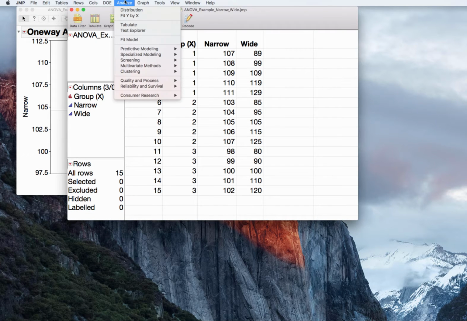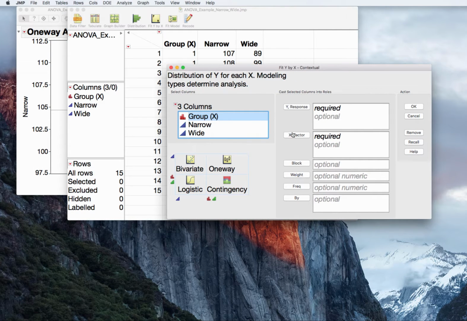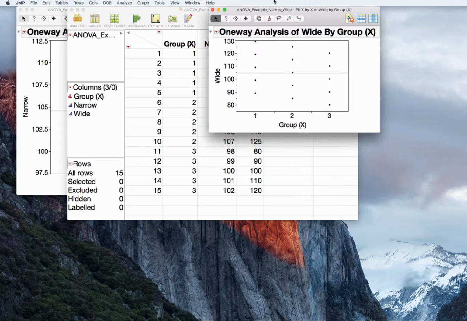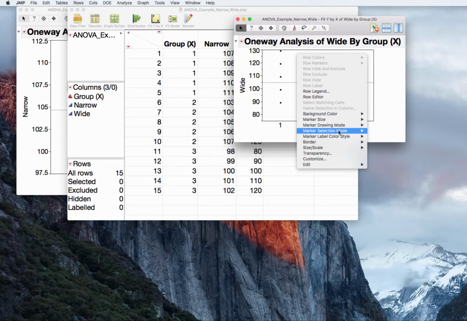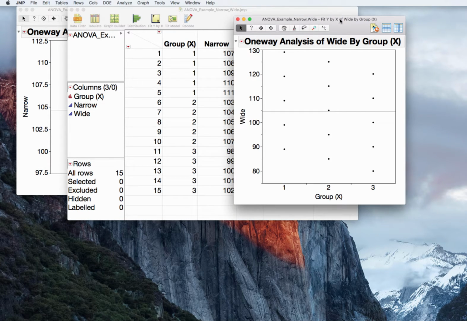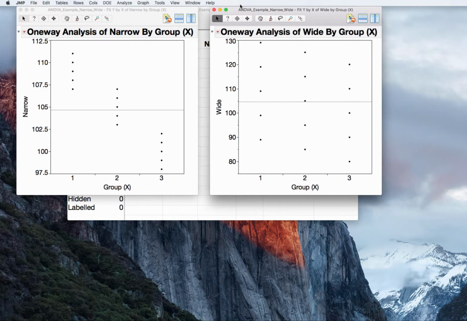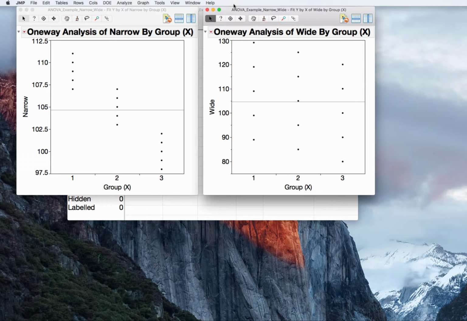Also at this time I'm going to do the Analyze Fit Y by X and put group as our X and wide as our Y. And we'll do the same thing here with our size and scale to be 450 by 450. You could do these both in the same Analyze menu, but we want to compare them side by side here rather than in a vertical manner. So we can take a look, comparison of the narrow variability versus the wide variability.